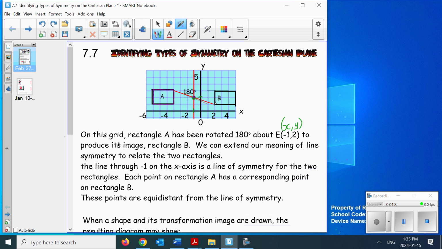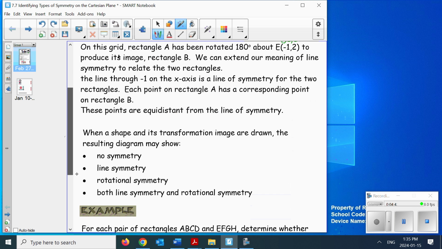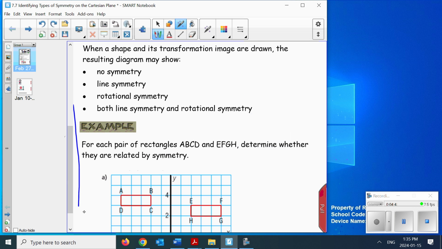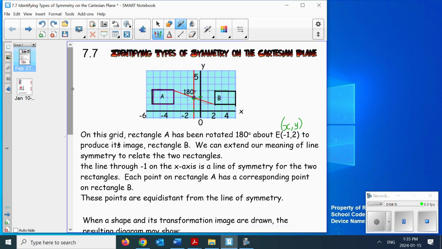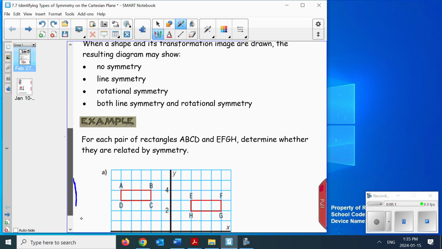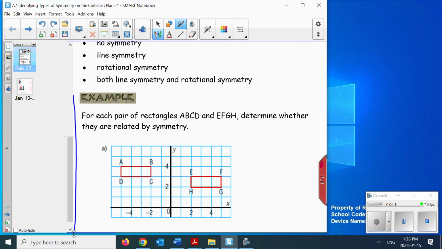Have you fixed your sheet? These points are equidistant from the line of symmetry. Okay, when a shape and a transformation image are drawn, the resulting diagram may show no symmetry, line symmetry, rotational symmetry, or both line and rotational symmetry. Going back up to this, you see that A and B have a rotational symmetry and they have a mirror line, right? We have line symmetry and mirror line symmetry. Keep drawing a blue line here.